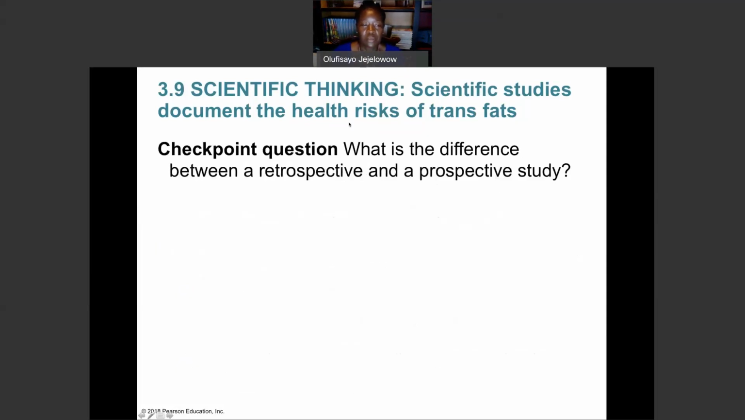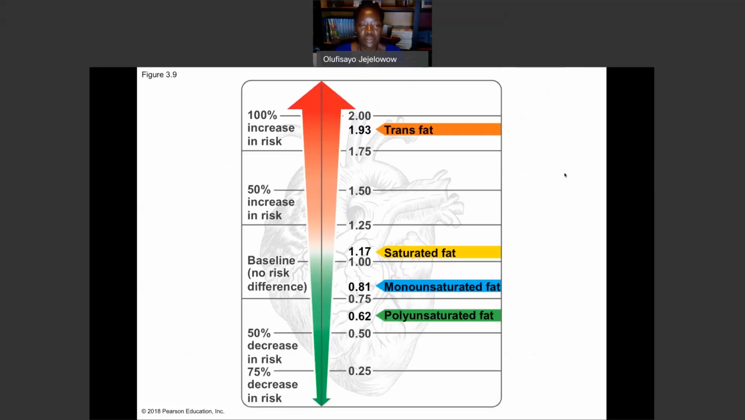Checkpoint question: what is the difference between retrospective and prospective study? I think that's a repeat question. Go ahead and answer it again and send it to me with your email for today's class.